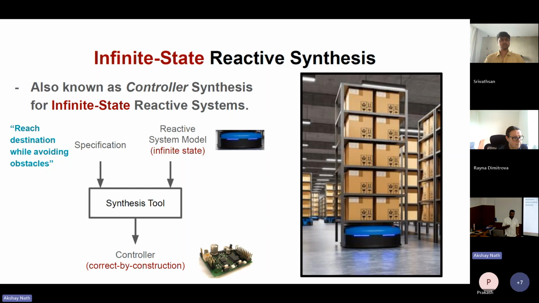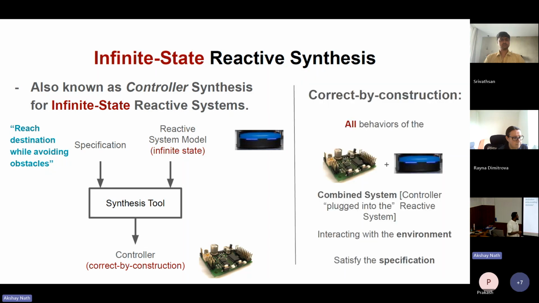What correct by construction means is that all behaviors of this combined system, think of the controller being plugged into the robot, when it's continually interacting with the environment, all satisfy the specification. That is, it's never the case that, say, the robot goes and hits a wall or some obstacle, and it should satisfy reaching the given destination.